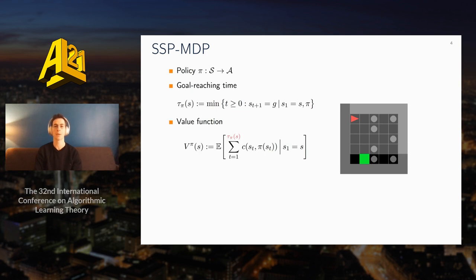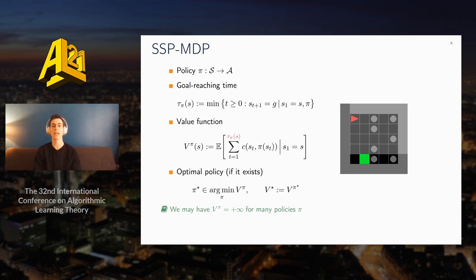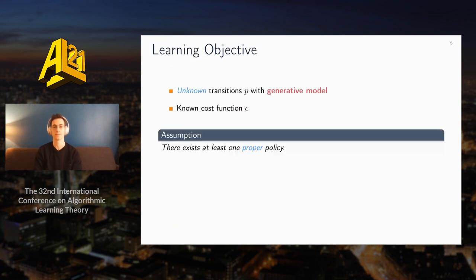A policy pi is a mapping from states to actions, and we denote by tau pi of s its goal reaching time, starting from state s. We also introduce the value function, also called cost-to-go, of a policy, denoted by V pi, and it basically amounts to the expected cumulative cost until the goal state is reached. An optimal policy, if it exists, is one that minimizes the value function, and we denote it by pi star and its corresponding value function, V star. Note that for SSP, the value function of many policies can be unbounded. And so that's why an important concept is that of a proper policy, which is a policy that reaches the goal with probability 1, starting from any state.